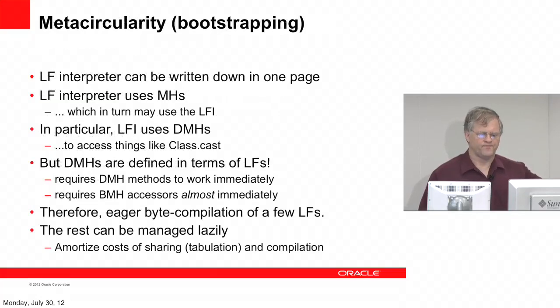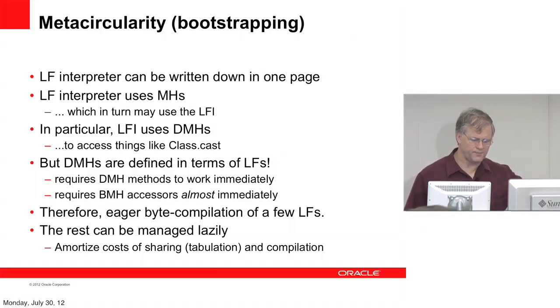So as I alluded to before, there's a couple points where we're metacircular. Here's the slide that sort of tells it all. The direct method handles are defined in terms of Lambda forms, but those in turn need to be called from the Lambda form interpreter, and likewise with bound method handles. So we manage this by eagerly byte compiling a few Lambda forms that we know have to be used in this way, and the rest can be lazy.